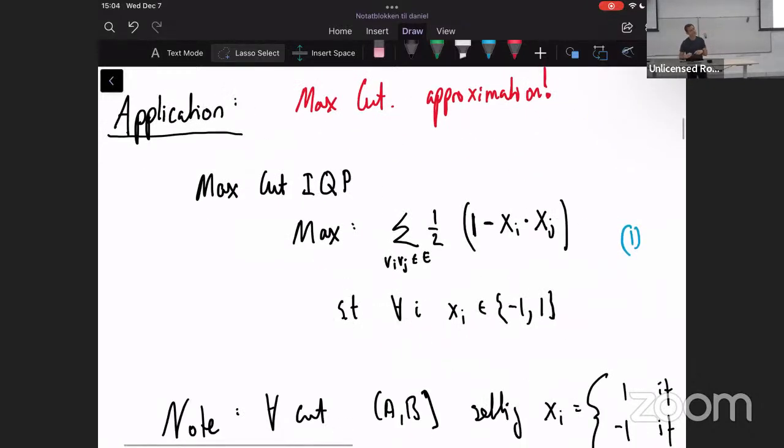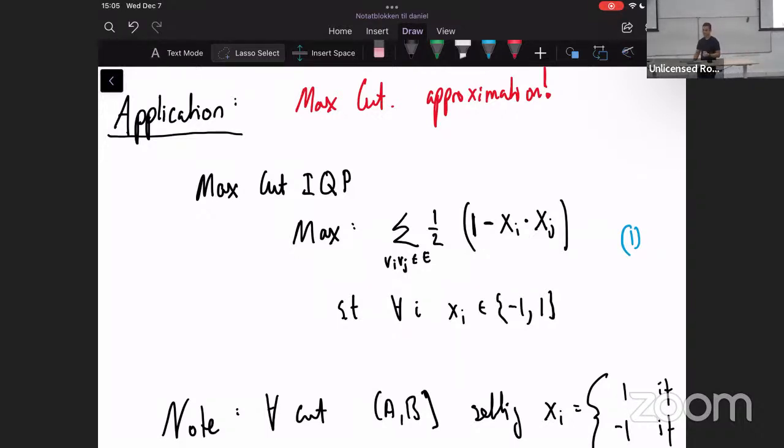Maybe we could hope for a PTAS, right? We managed to get a PTAS for graphs where every vertex has large degree. But unfortunately, you can show that this is not possible. A 1.0001 approximation for max cut would actually imply that P is equal to NP.